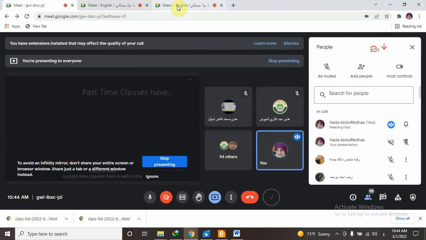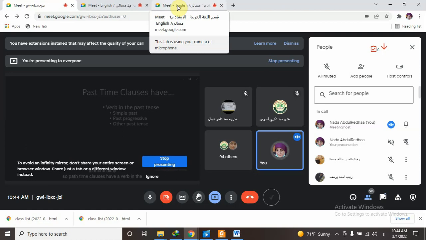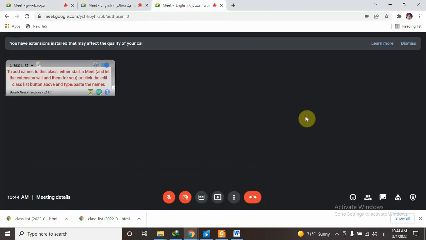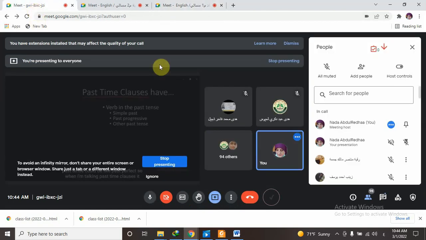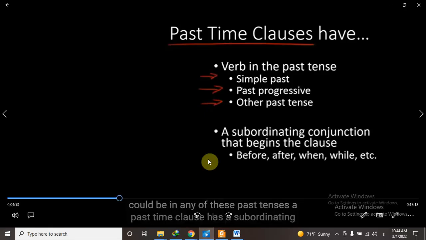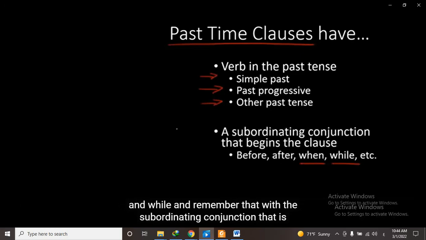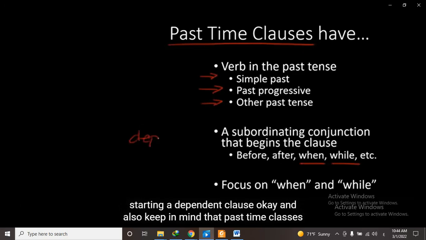Okay, so past time clauses have a verb in the past tense. Simple past, past progressive, or another past tense could be like past perfect. So when I'm talking past time clauses, it could be in any of these past tenses. A past time clause has a subordinating conjunction that begins the clause. So we have been focusing specifically on when and while. And remember that with a subordinating conjunction, that is starting a dependent clause. Okay?